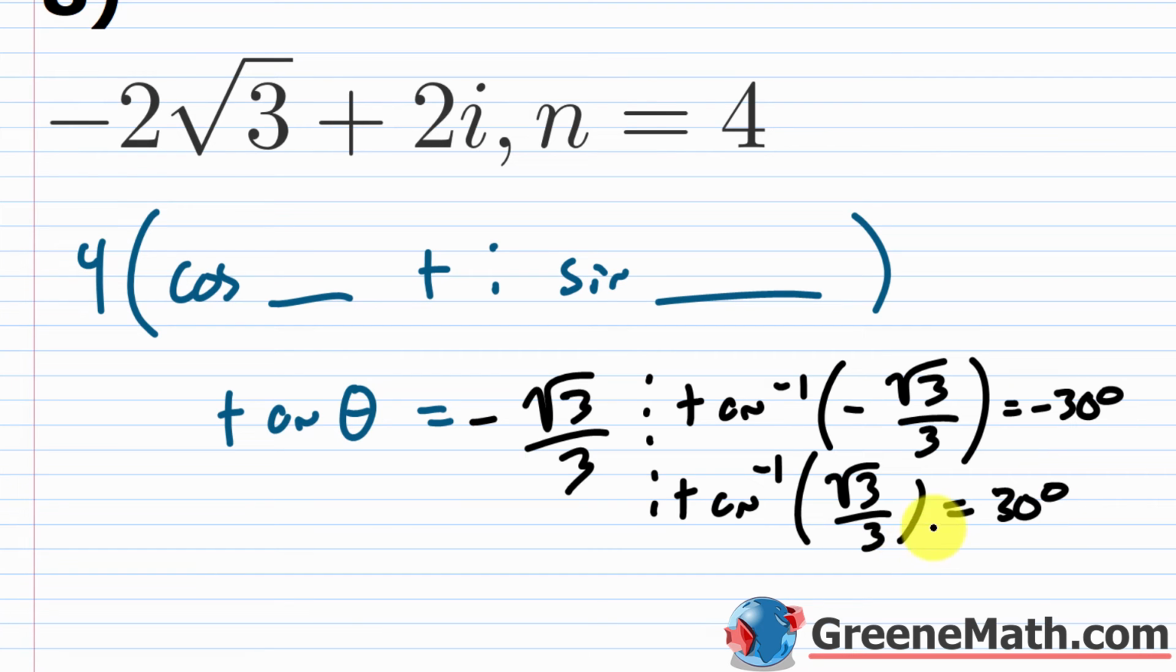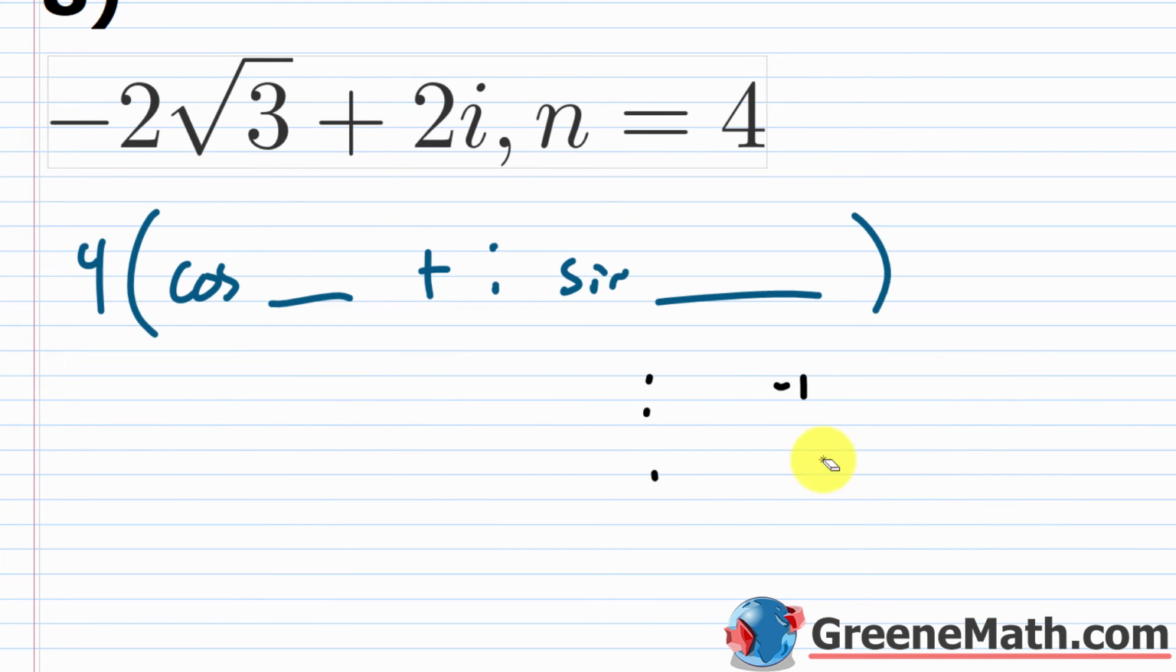So either way, with this one, you add 180 degrees, you get 150 degrees. With this one, you go into quadrant 2 and you say, what angle has a reference angle of 30 degrees? Well, you take 180 degrees, you subtract away 30 degrees, and you get 150 degrees. So let me get rid of this. We'll say theta is 150 degrees.